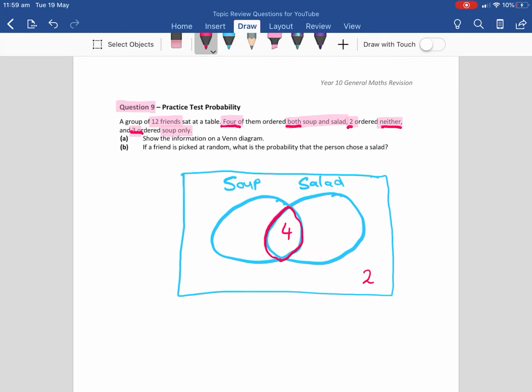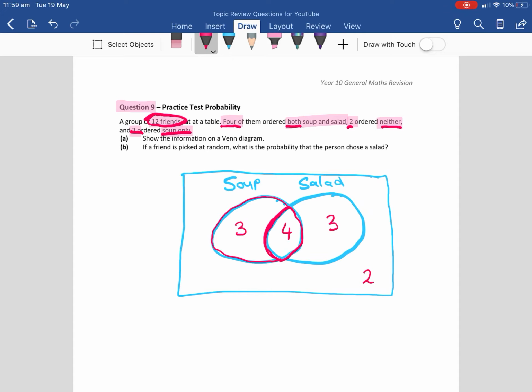And then 3 ordered soup only. Okay, so because it has that wording of soup only, we can actually put that 3 here because this section of the soup part, okay, is soup only. So that's fine. Now we need to make sure that we account for 12 people in total. Okay, so we need to add up our numbers. So 3 plus 4 plus 2 gives us 9. So that means we still have 3 people that we haven't accounted for. Okay, so that 3 must be going in here.